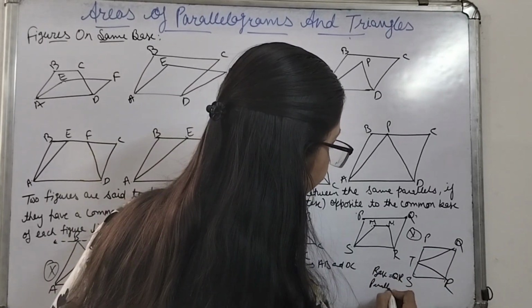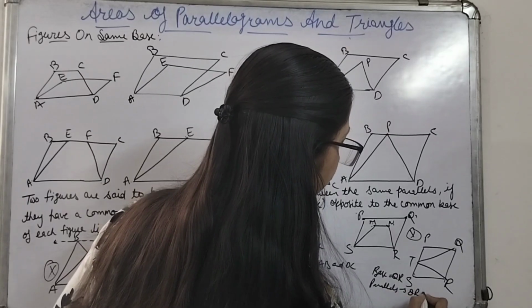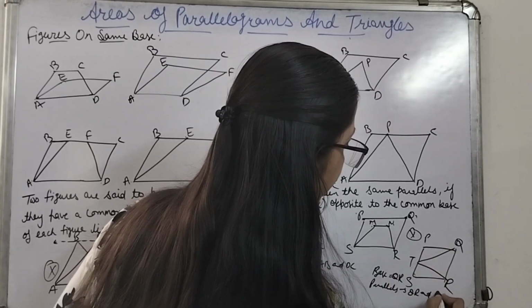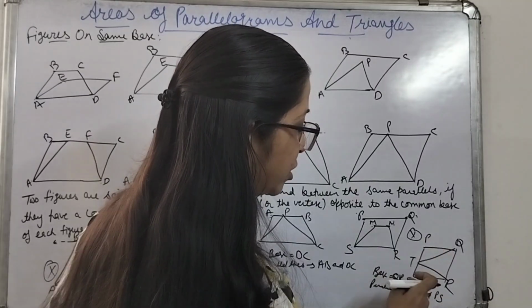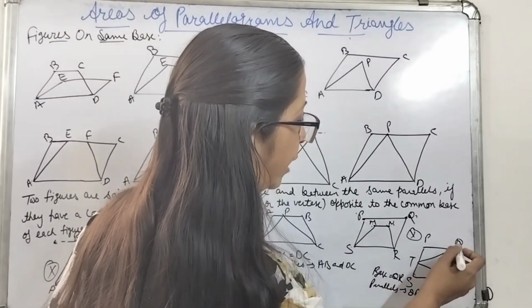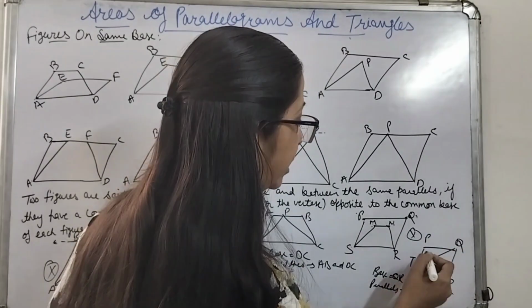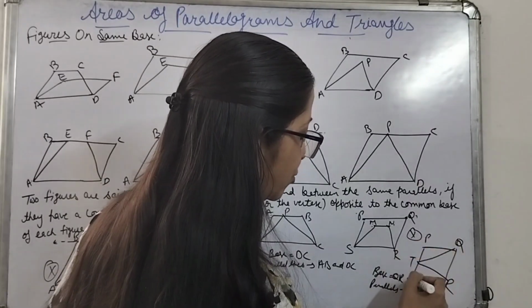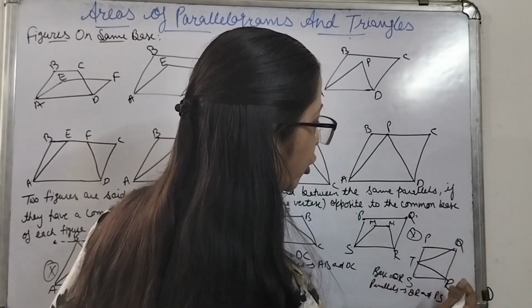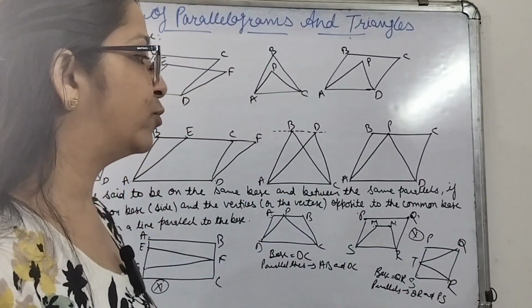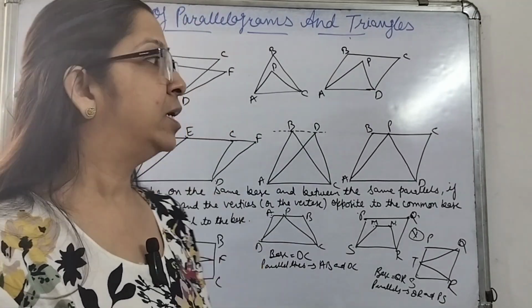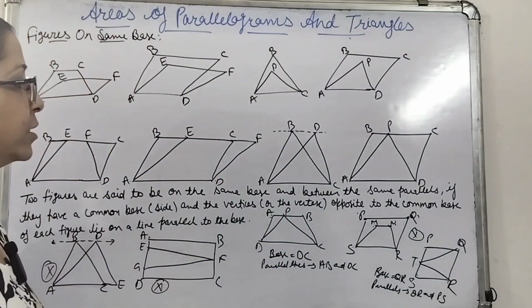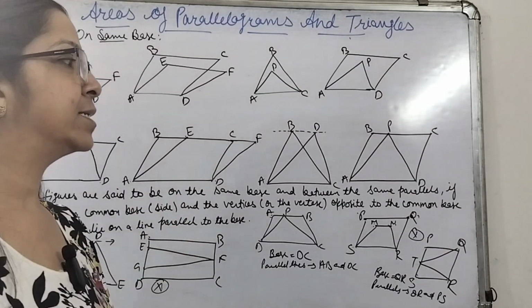Parallels are your QR and PS. Opposite vertices of QR are P and S for the parallelogram, and for the triangle the opposite vertex is your T. All these three lie on a straight line which is parallel to your base QR. So it is fulfilling the condition. It is on the same base and between the same parallels. This is how we can find out whether the given figures are on the same base and between the same parallels or not.